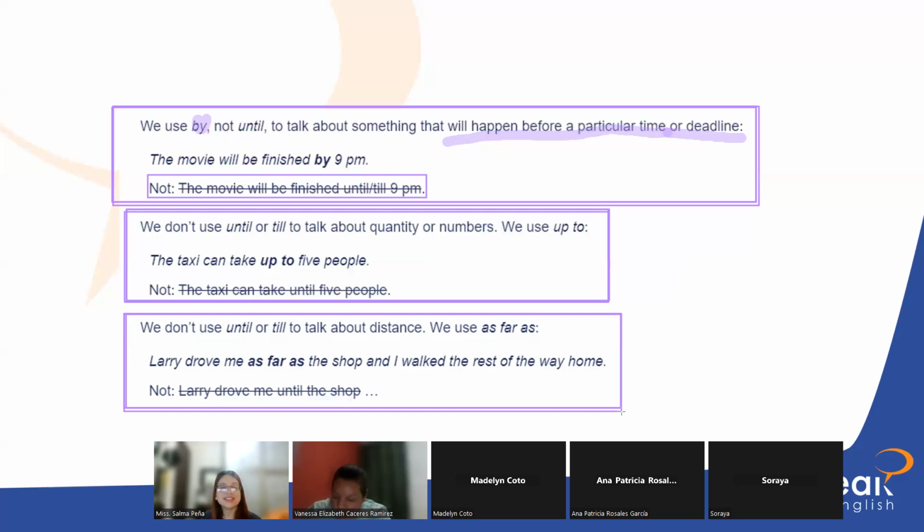Okay, so that is another situation that maybe is confusing in Spanish, because once again we use the expression hasta, right? Larry drove me hasta the shop and I walked the rest of the way home. But we cannot say till or until. We need another expression that means hasta, but in this situation, because you are talking about distance, we use as far as. As far as. They are different.